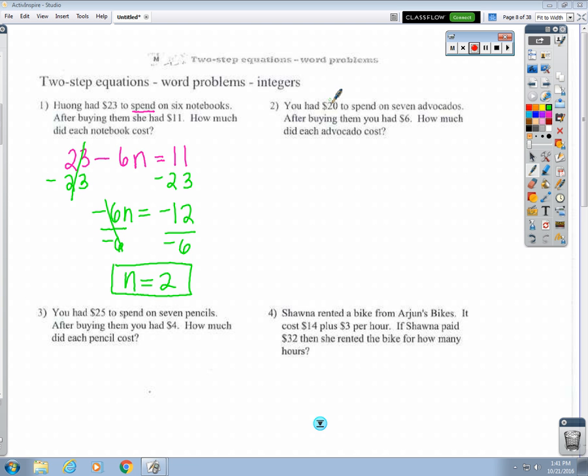Okay, I want you to take about 1 minute and try 2 and 3 by yourself. Number 2, you had $20 to spend on 7 avocados. After buying them, you have 6. So what does that equation look like? 20 minus 7a equals 6.